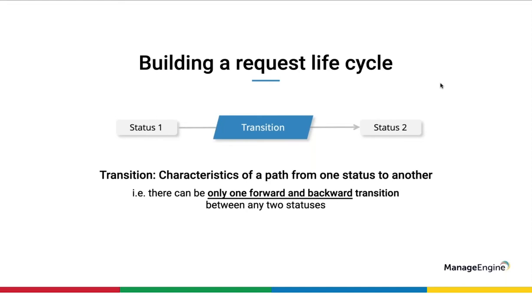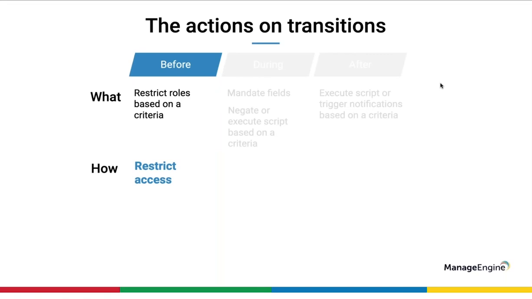So when I move the request from open to on hold, what should happen in the back end is what we call a transition. Let us take a look at 3 actions that we can build inside transitions. Before the transition, we can restrict role based on a criteria, meaning on hold is a status which is given only to certain technicians. A level 1 engineer can never place the request on hold. Such restrictions can be applied before the transition, configured as a before characteristic in a transition.